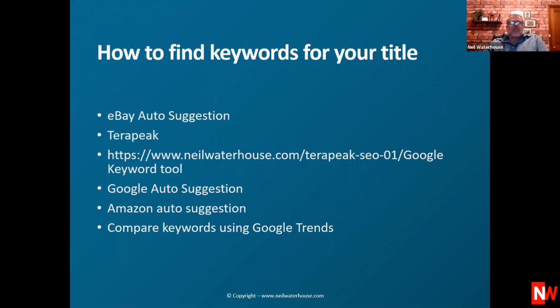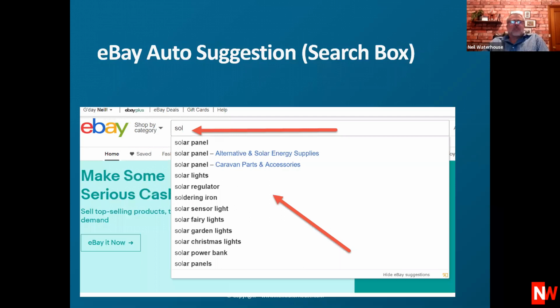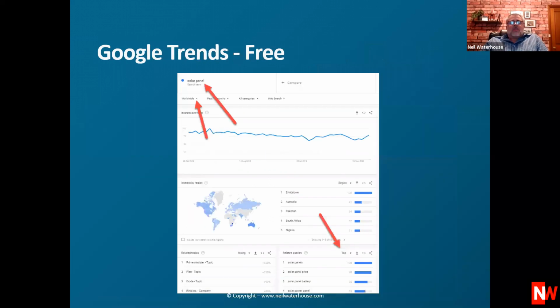So here's the eBay Auto Suggestion tool. I started typing in the word, I just put in SOL, and here it shows on eBay the top searched keywords, straight from the horse's mouth. I only typed in the letters SOL, and it's auto suggesting solar panel, lights, regulator, iron, etc. It's right there, costs you nothing. Google Trends as well shows you other keywords that are searched for.